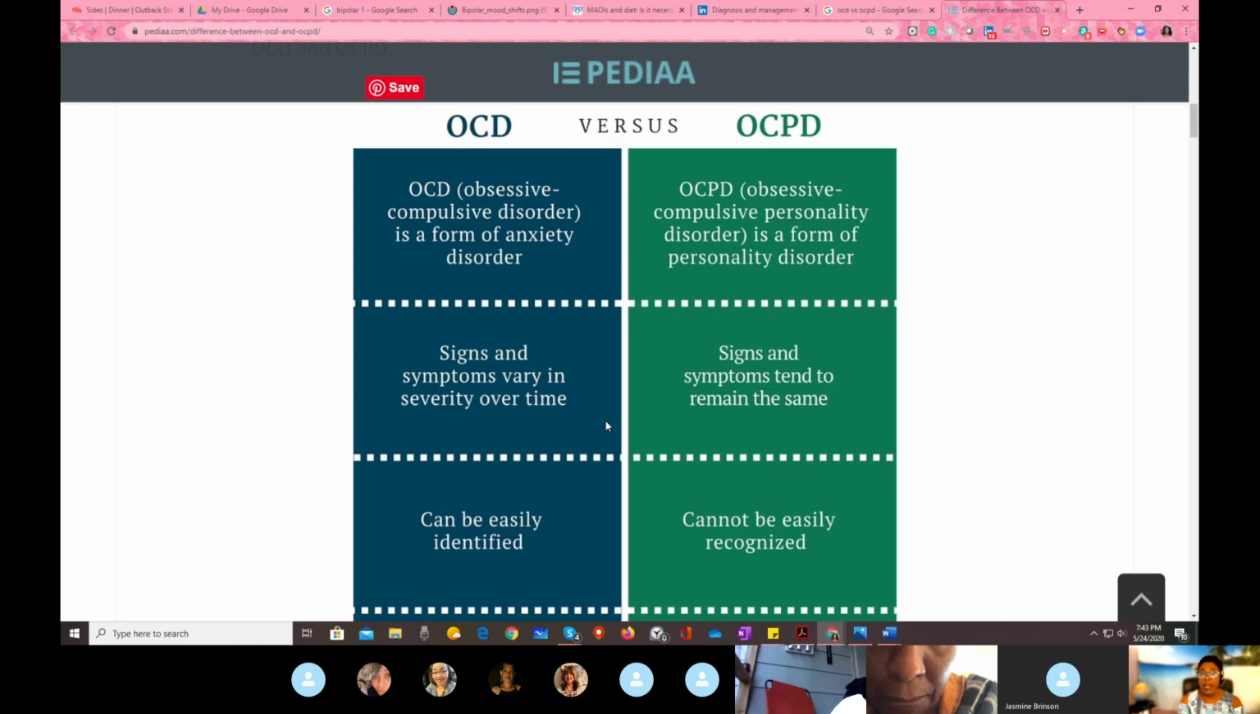OCD. So my OCPD, if you ask their mother, she will say, you know what? When Johnny was 3, he had to line up his silverware in a certain way. When Johnny was 2, he had to have 7 bites of cereal. Okay. It's ingrained. It's who they are. They don't have a problem. They've always been this way.